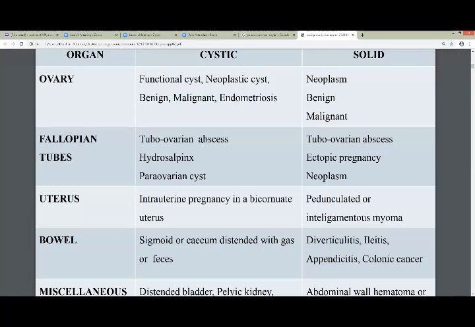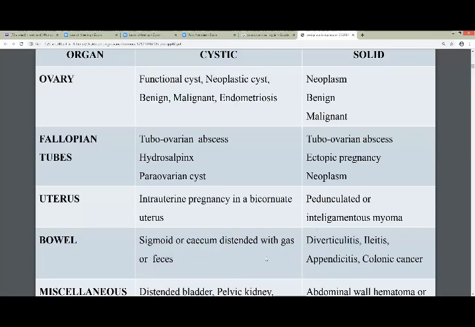I think you discussed already the pelvic inflammatory disease, which can result in hydrosalpinx. And these can also be a differential diagnosis regarding the ovarian neoplasms. Similarly, tubo-ovarian abscesses can be solid as well. An important differential diagnosis is ectopic pregnancy, which can be easily ruled out by doing a urine pregnancy test. Para-ovarian cysts are congenital, or they are remnants of congenital structures. Neoplasms can be there as well of the same structures. In the uterus, there can be an intrauterine pregnancy in a bicornuate uterus. There can be pedunculated or intraligamentous myomas as well.